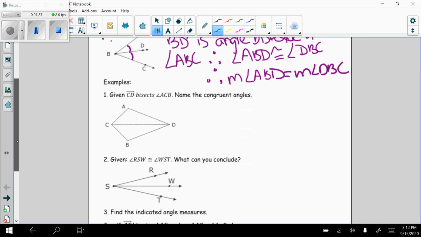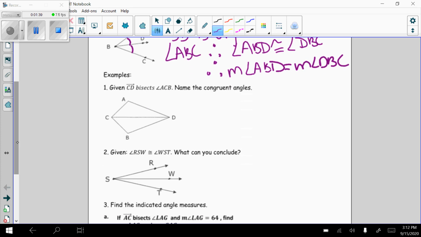So our first example, given that ray CD bisects angle ACB, so we can go ahead and mark. They got cut in half. Name the congruent angles. So I could say angle ACD is congruent to angle BCD. Okay.